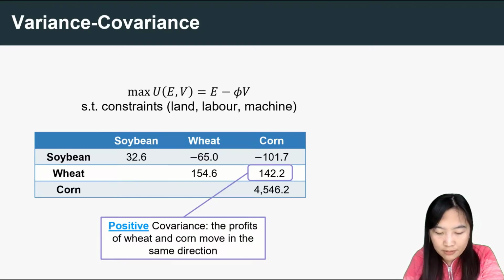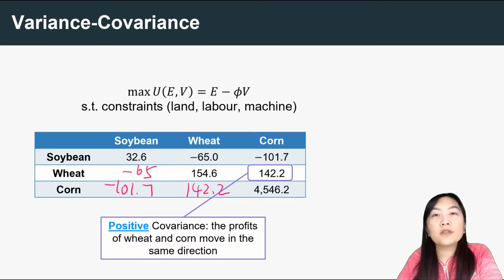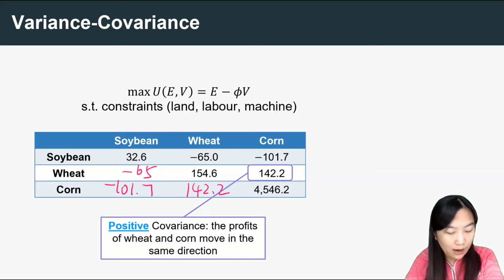For example, this number here, corn and wheat, will be positive, sorry. So it will be 142.2. And corn and soybean will equal soybean and corn. So negative 65. So that's the full table, but usually it's enough to show half of the table.